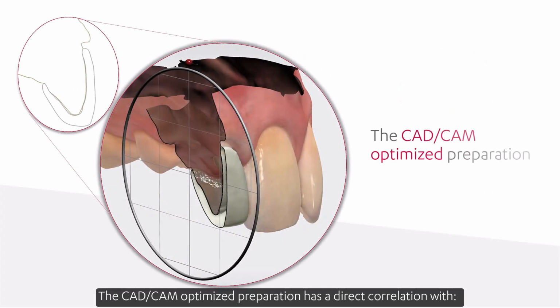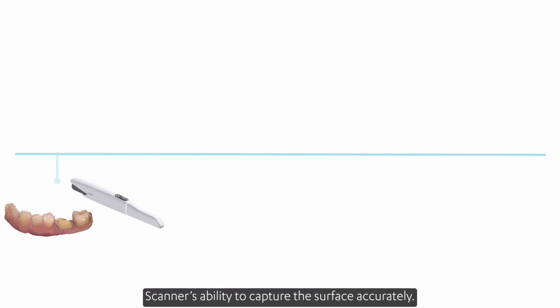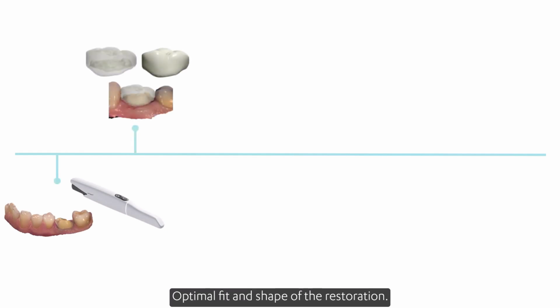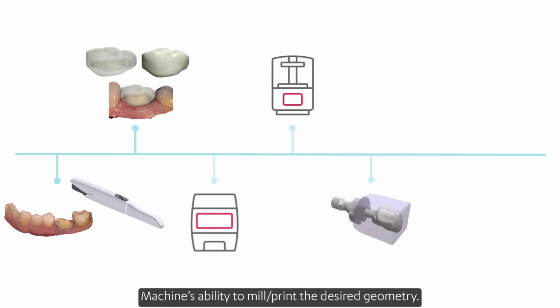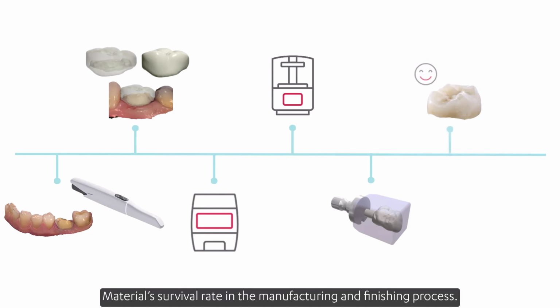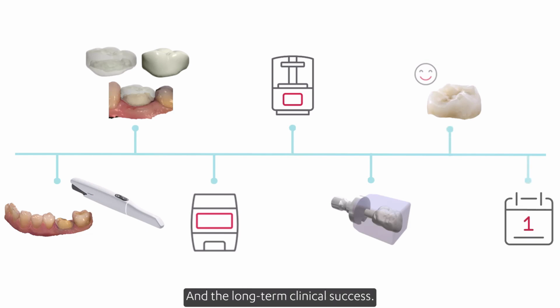The CAD-CAM optimized preparation has a direct correlation with the scanner's ability to capture the surface accurately, the optimal fit and shape of the restoration, the machine's ability to mill or print the desired geometry, the material survival rate in the manufacturing and finishing process, and the long-term clinical success.